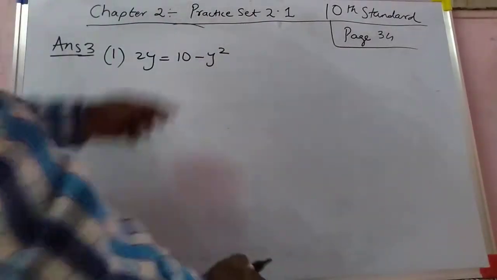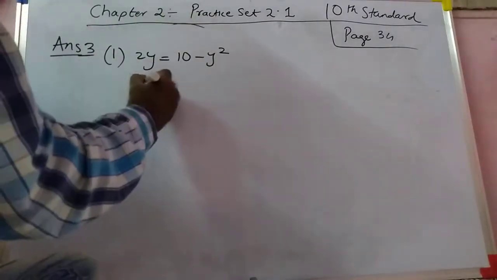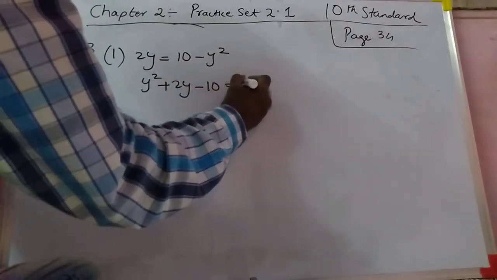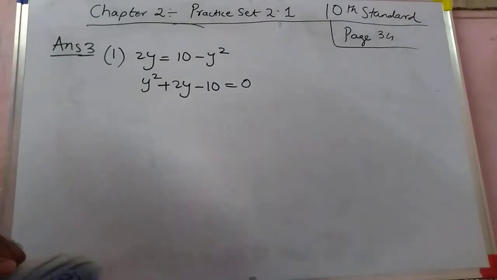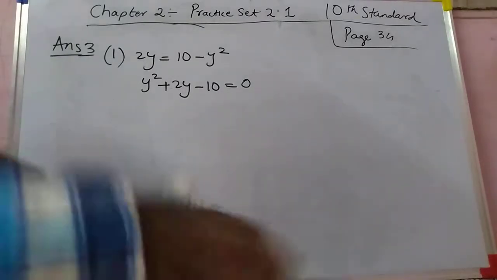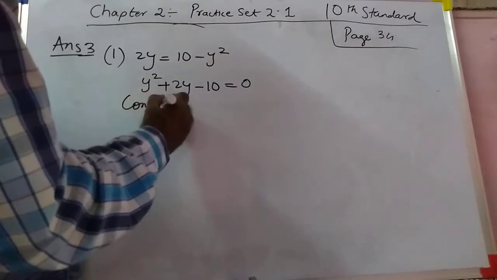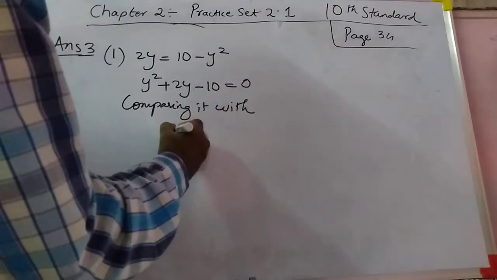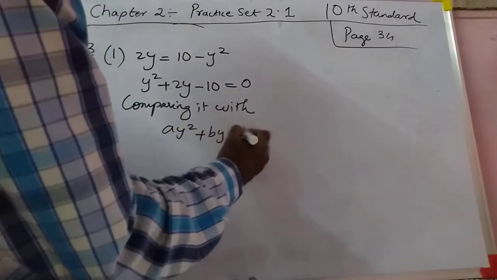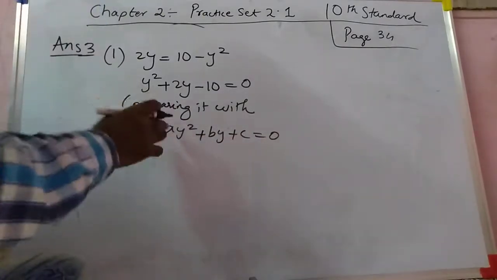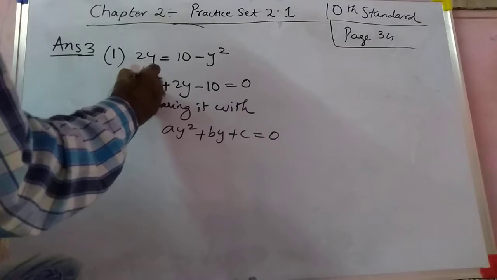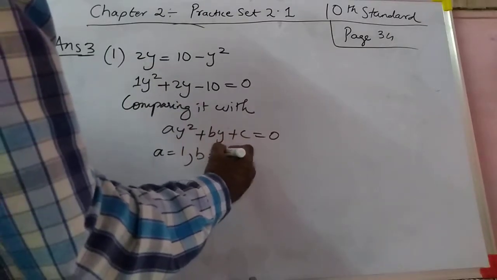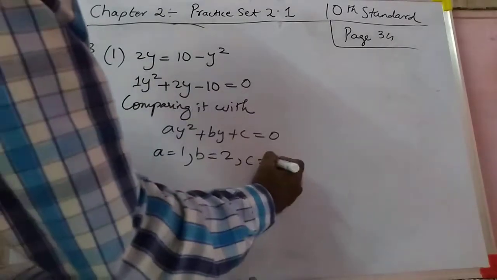So first standard form में लिखना है. First we'll take it this side. It becomes y square, then y term, then minus 10 is equal to 0. Okay. So now compare करेंगे, comparing it with ay square plus by plus c is equal to 0. What do we get for a? Nothing is given, तो 1 ले लेंगे हम 1. So a is equal to 1, b is equal to 1, that is plus y means 1, and c is equal to minus 10.